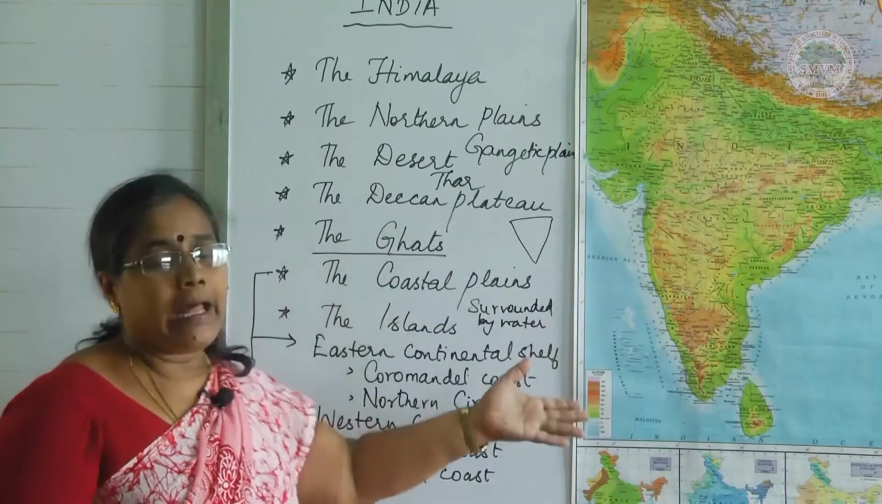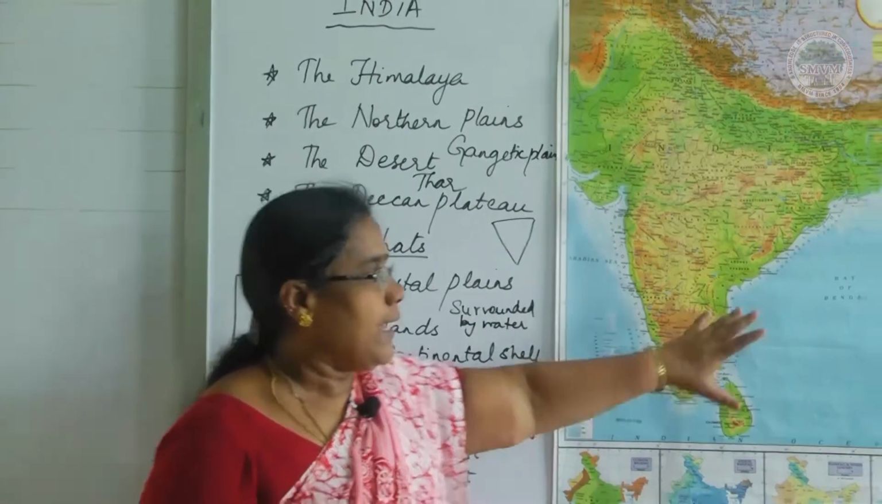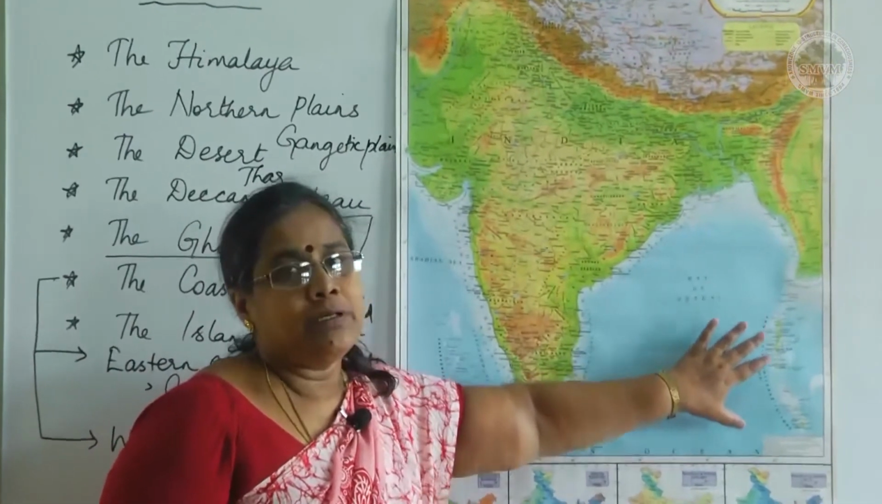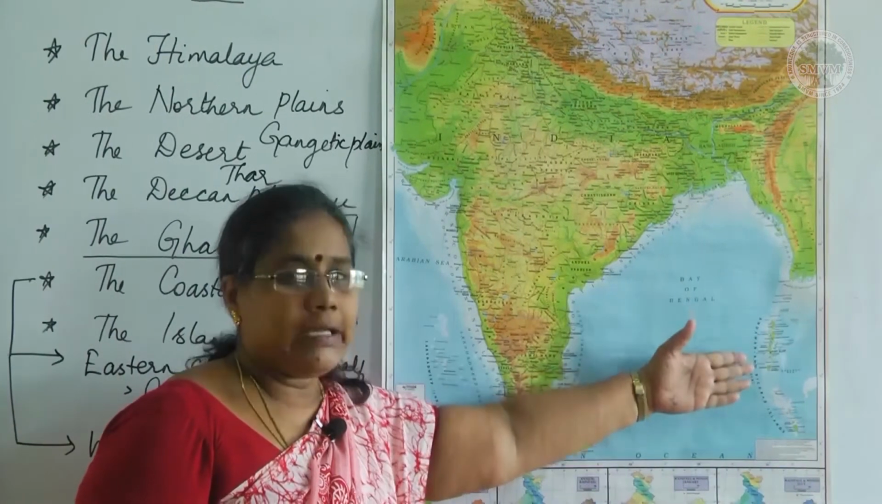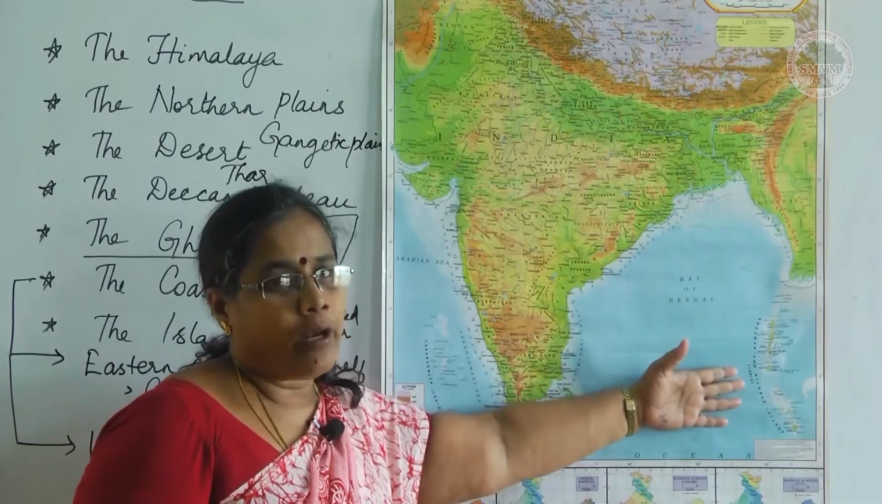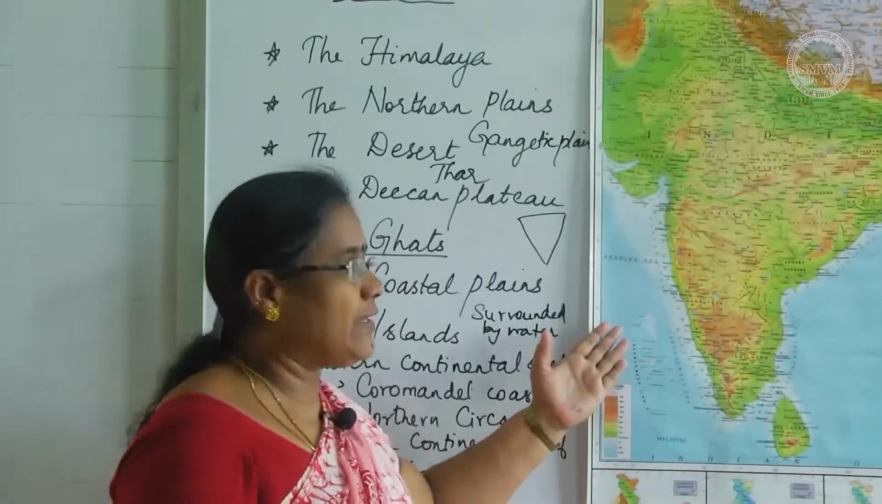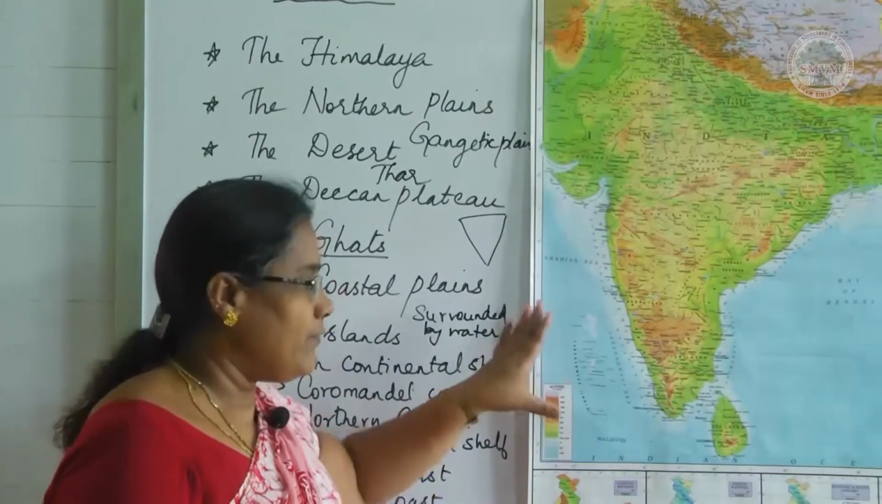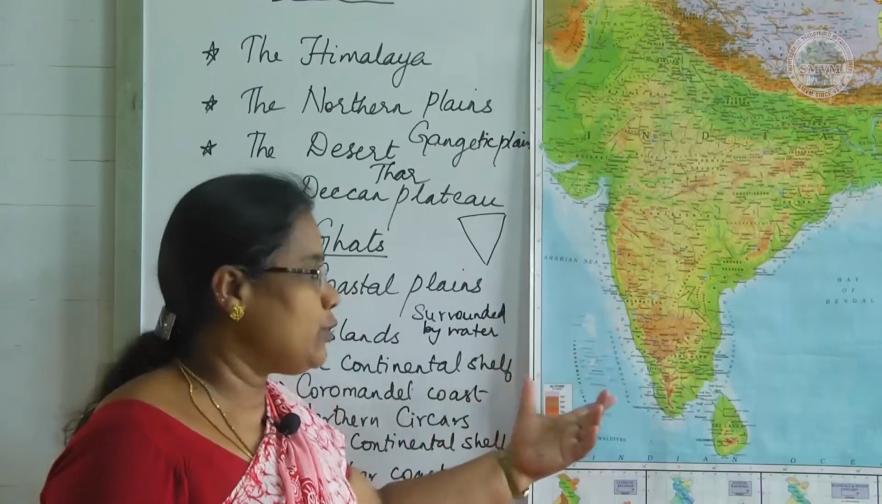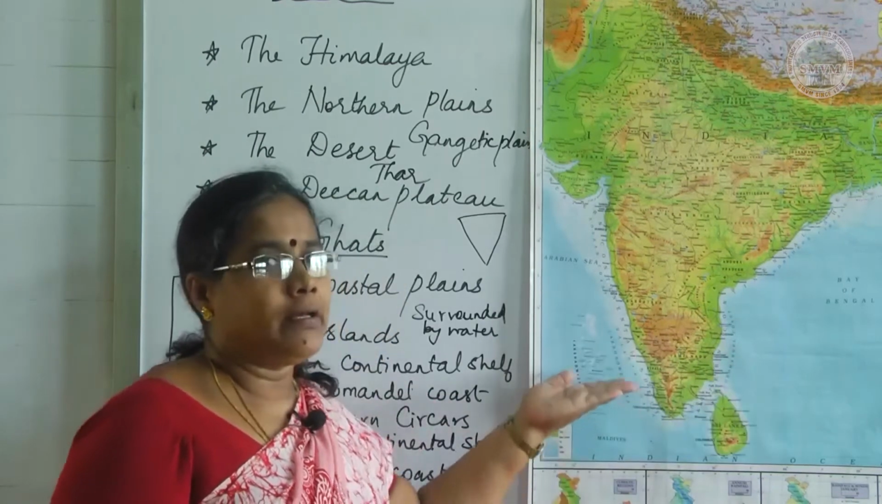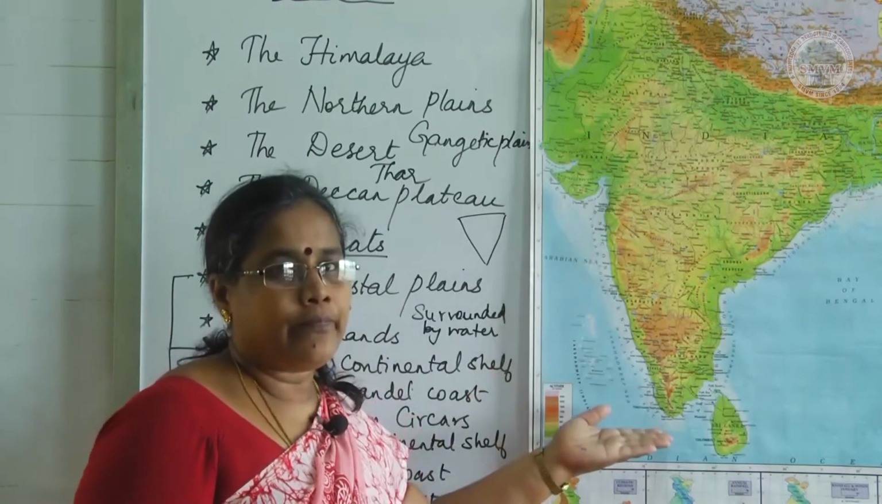The beautiful islands present in India are in the Bay of Bengal. We have a group of islands which we call the Andaman and Nicobar Islands, which lie in the Bay of Bengal. And when we come to the western side, in the Arabian Sea, we have a group of islands called the Lakshadweep Islands. So these two island groups make India very beautiful.